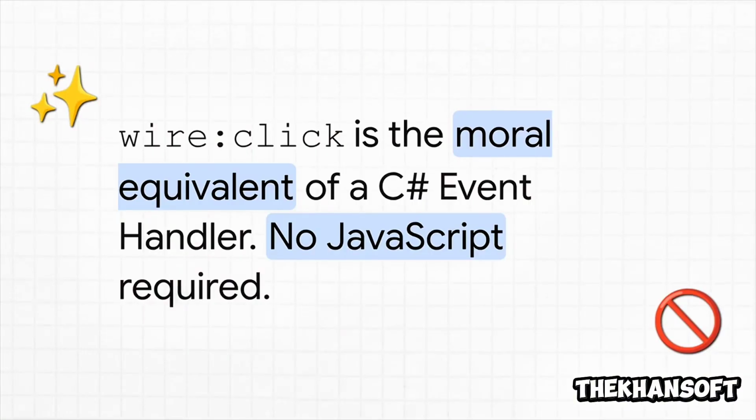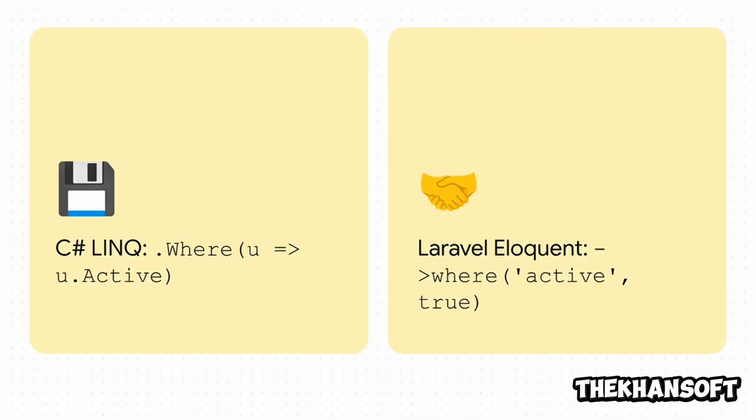But then, NotebookLM shows me this little bit of Livewire magic. Wire.click. And that's it. That's the whole thing. You add that little attribute to your button, and it's directly wired to a method back in your component class on the server. It is the absolute moral equivalent of a C# event handler. And the best part? No JavaScript. None. And the similarities just keep coming, even down to database queries.